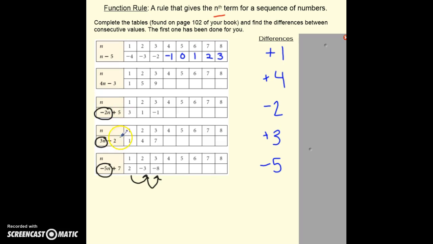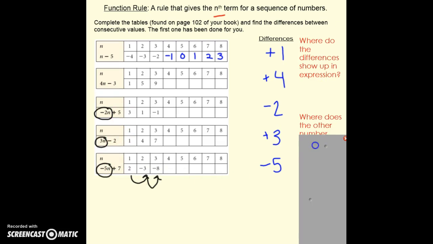This other number would be our starting value, or our y-intercept. So the other number, it doesn't show up on the table right now because we don't have our 0 term. So if I were to plug in one more column here for the starting value, that would be where this value is. -5 would go right here.